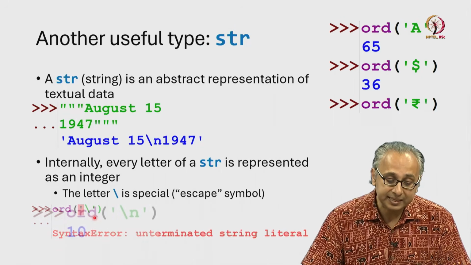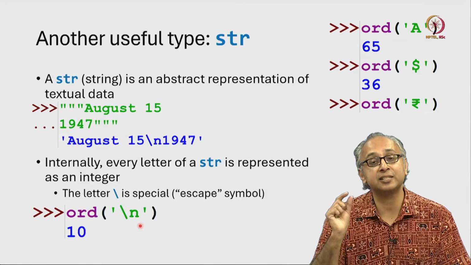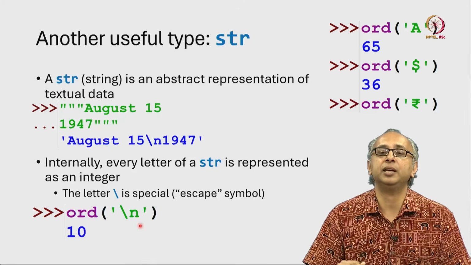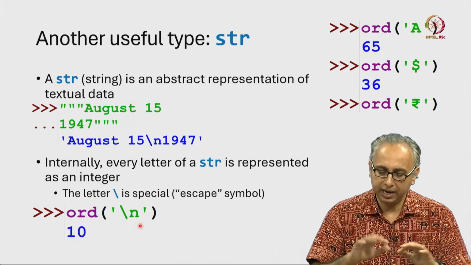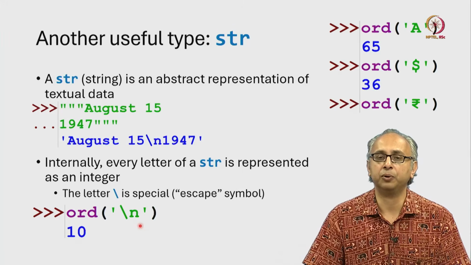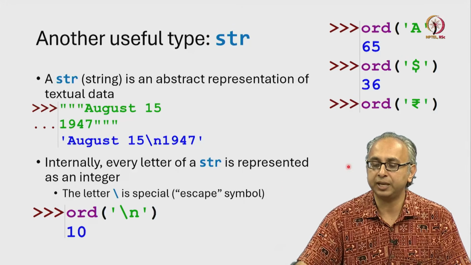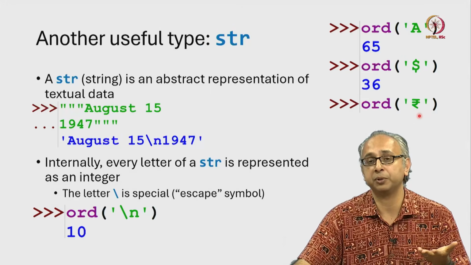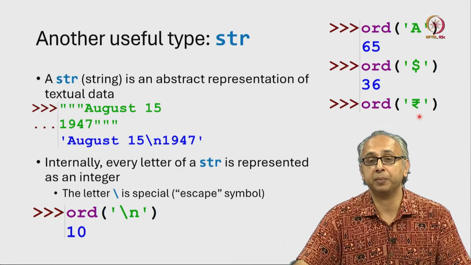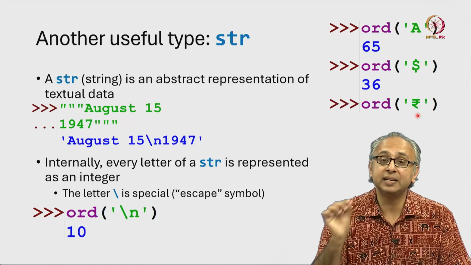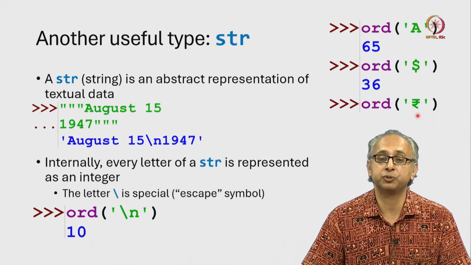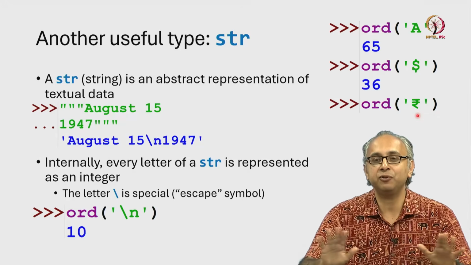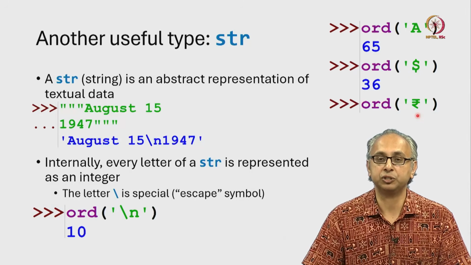On the other hand, backslash N itself is a single letter which internally is represented as the number 10. So any letter that you type on the keyboard or any letter that you can represent in Python, which for example you can copy paste from somewhere, that single letter has some internal numeric representation, just like everything else on a digital computer.